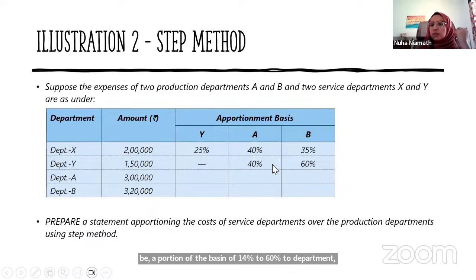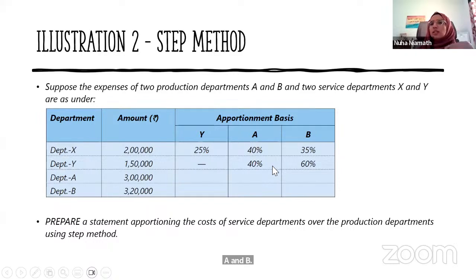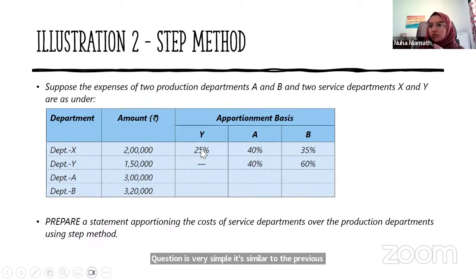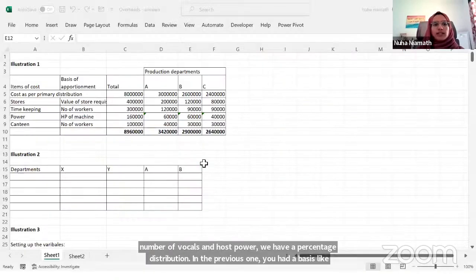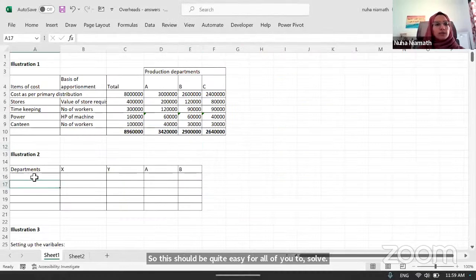Question is very simple. It's similar to the previous question. Only thing is that here we have a percentage distribution. In the previous one, you had a basis like number of workers and horsepower, etc. So this should be quite easy for all of you to solve. So try solving it and let me know the answers in the chat box. I will also solve this question simultaneously.